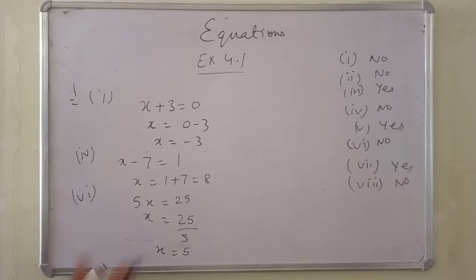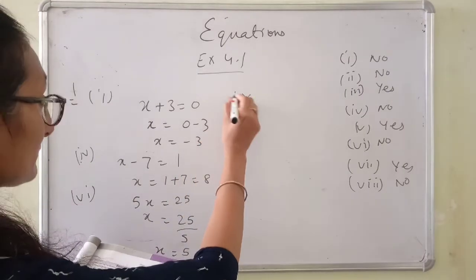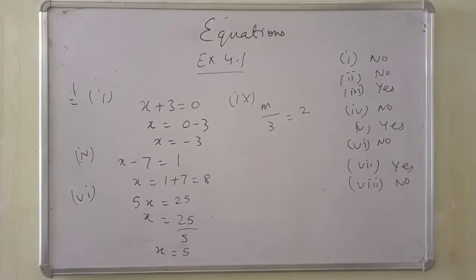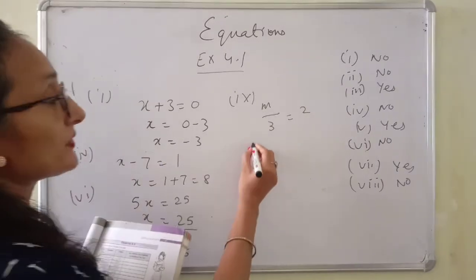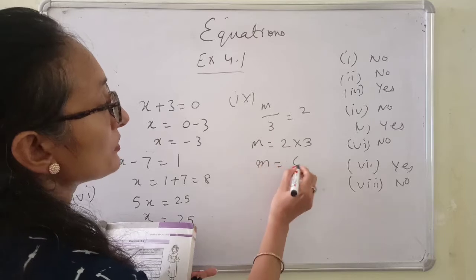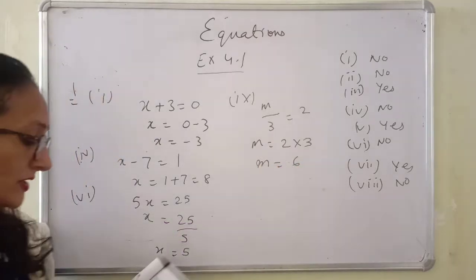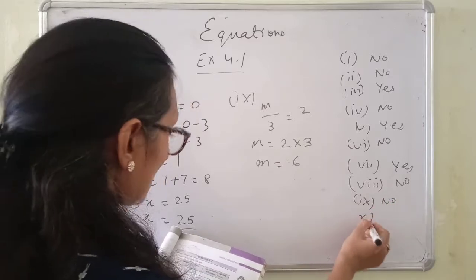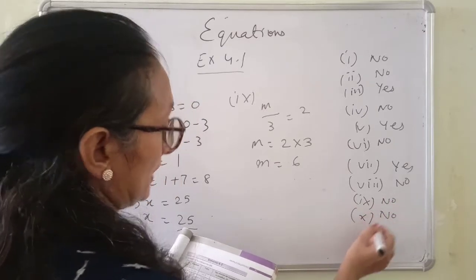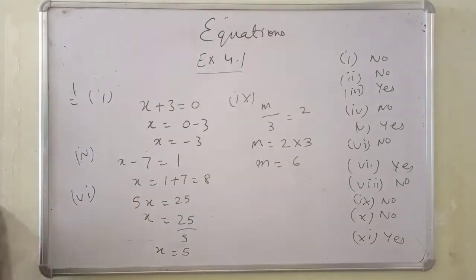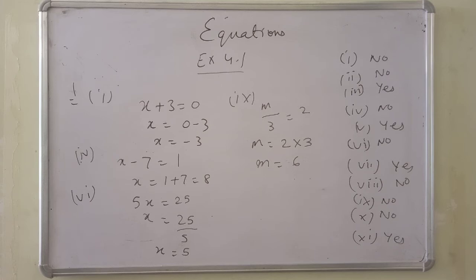Now the last one, m upon 3 is equal to 2. 3 is in division. So when we send it to the other side, it will come in multiplication. 2 into 3. So m will be equal to 6. Now we can check the answer. First one is minus 6. No. 10th is m is equal to 0. No. And 11th, m is equal to 6. Yes. So in this way we can find all the answers. And it is very easy. Now move to the next question.